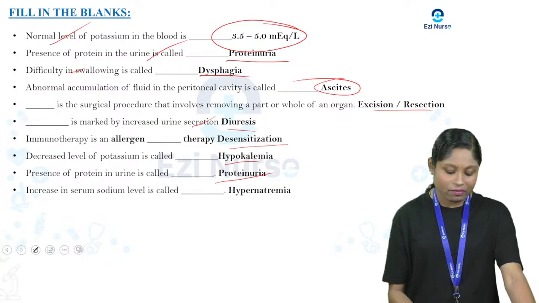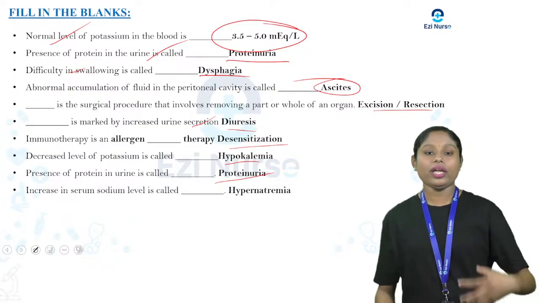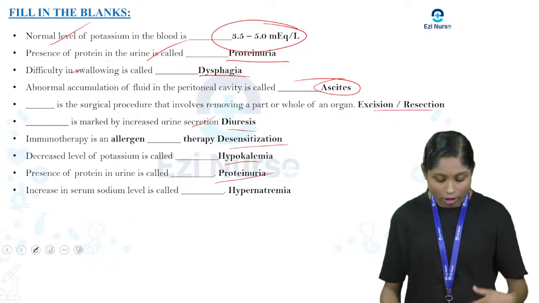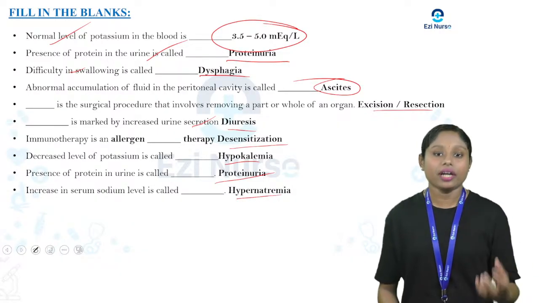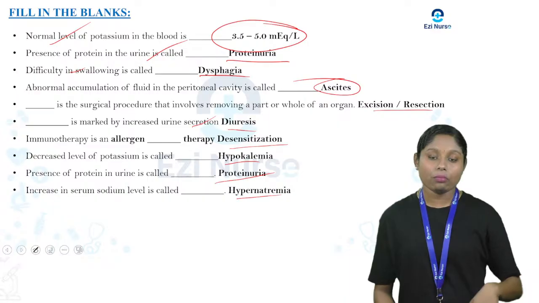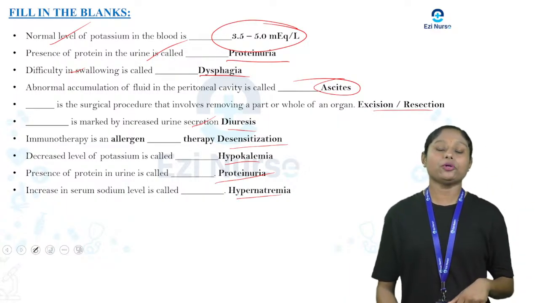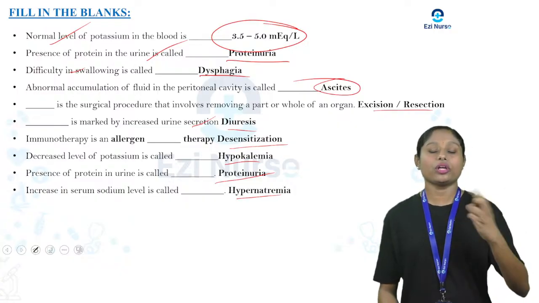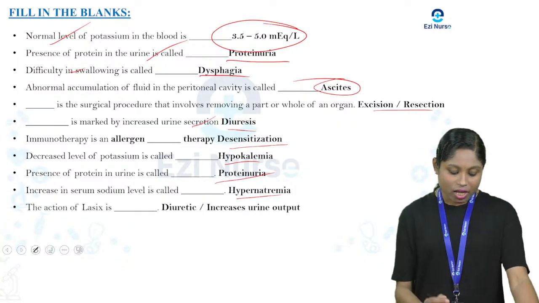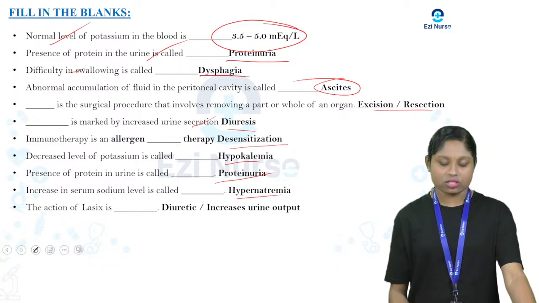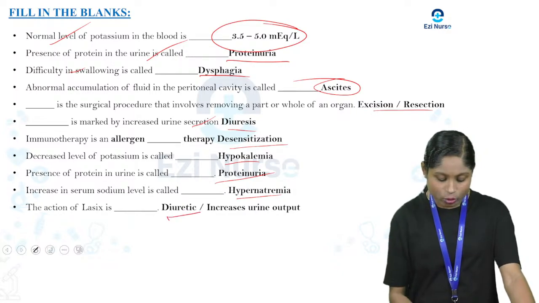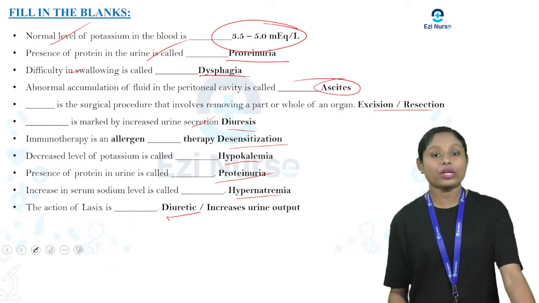Increase in serum level of sodium. So in your body, if the sodium level is increased, what will happen? It is hypernatremia. If the sodium level in your body is decreasing, it is hyponatremia. Hypernatremia and hyponatremia mean increased sodium and decreased sodium. Next is the action of Lasix. What is Lasix? It is a diuretic, or it increases the urine output.